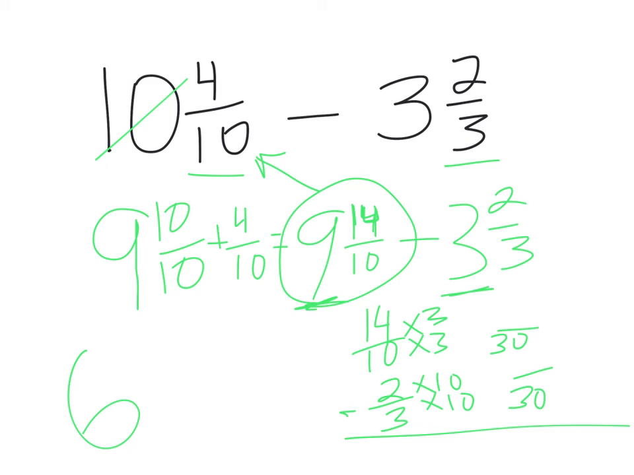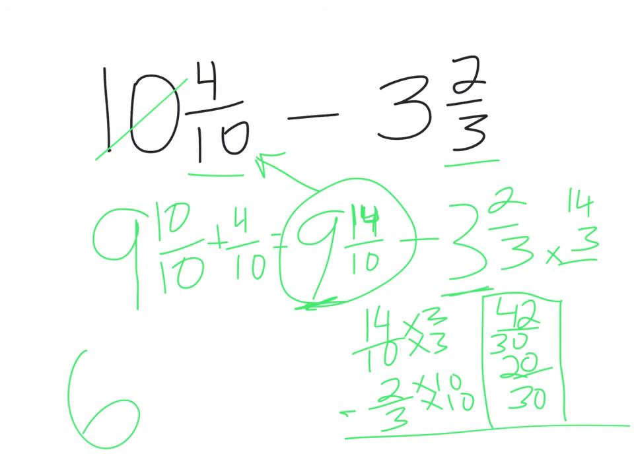So this one gets a little bit harder because you're dealing with a bigger number at the top. So 10 times 3 is 30. 14 times 3 is going to give you, I believe, 42. You can always do this just to check yourself. But I think you get 42 there. So let's go with 42 30ths. And then at the bottom, you're going to have times 10. 2 times 10 is going to give you 20. And so now you're looking at this problem, 42 30ths minus 20 30ths.